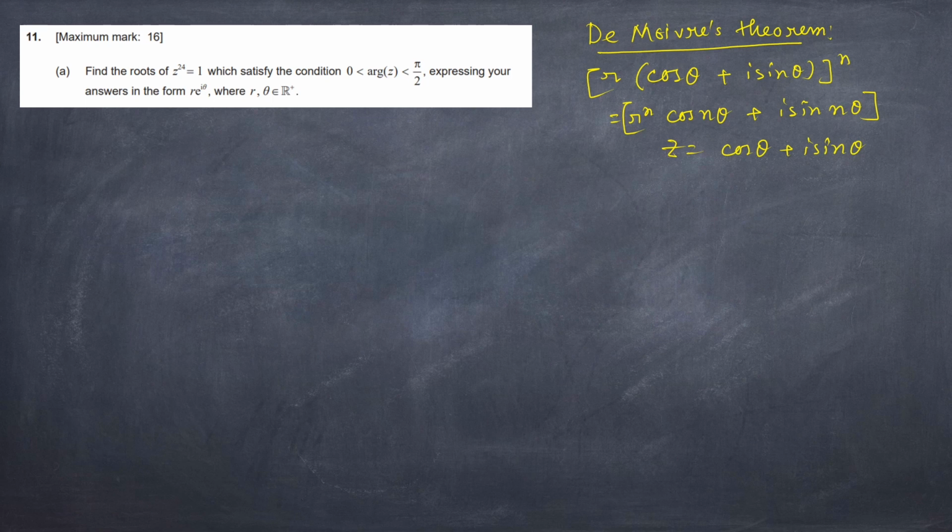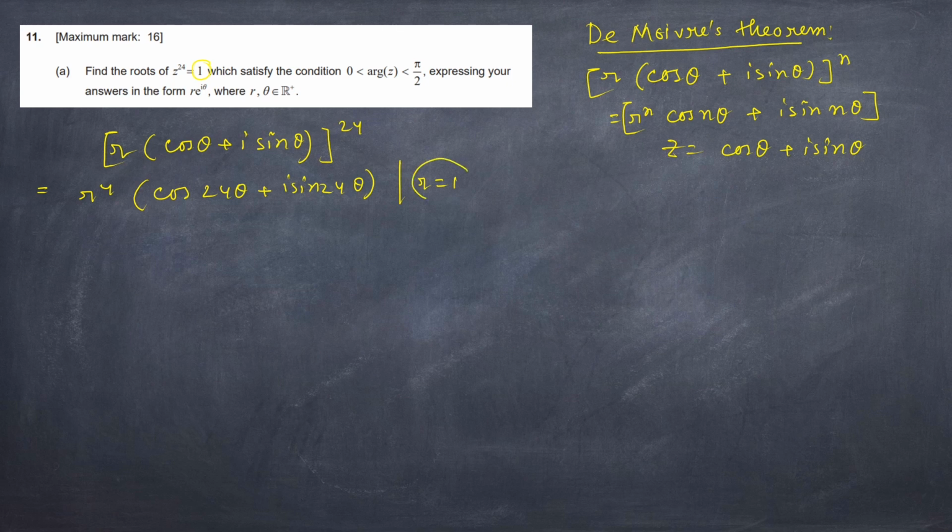If we apply the same thing where we have z to the power 24 equals 1, we can do the sum in this way: r of cos theta plus i sin theta whole to the power 24, because z to the power 24 equals r to the power 24 times cos 24 theta plus i sin 24 theta. Now the complete value equals 1, so we can write r equals 1. This is the value we have got from this equation. So ultimately this equation becomes cos 24 theta plus i sin 24 theta.